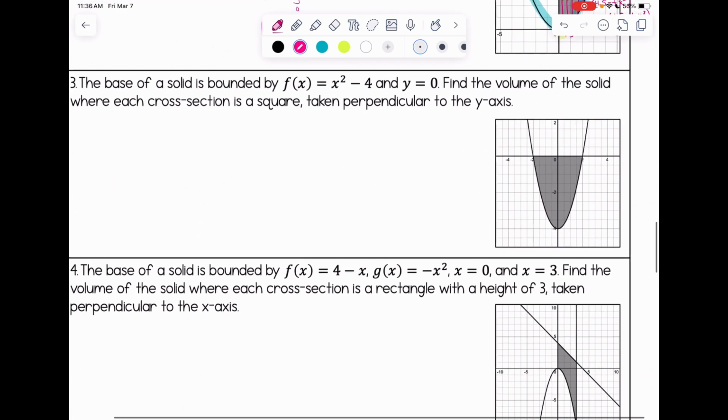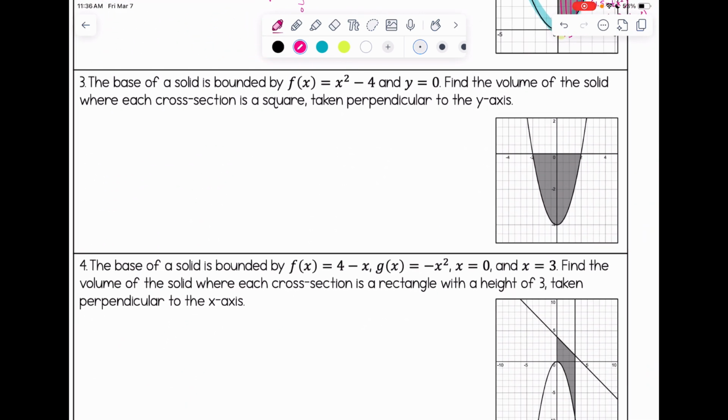Number 3, the base of a solid is bounded by f of x equals x squared minus 4. So that's our parabola in the picture. And y equals 0, which is basically the x-axis. Right? You can see in this picture now that the upper function is the x-axis, the y equals 0. And our lower function is our parabola. However, when I keep reading, yes, we're going to be doing squares here, but we want it perpendicular to the y-axis. So that tells me I'm going to have to take this function and solve for x.